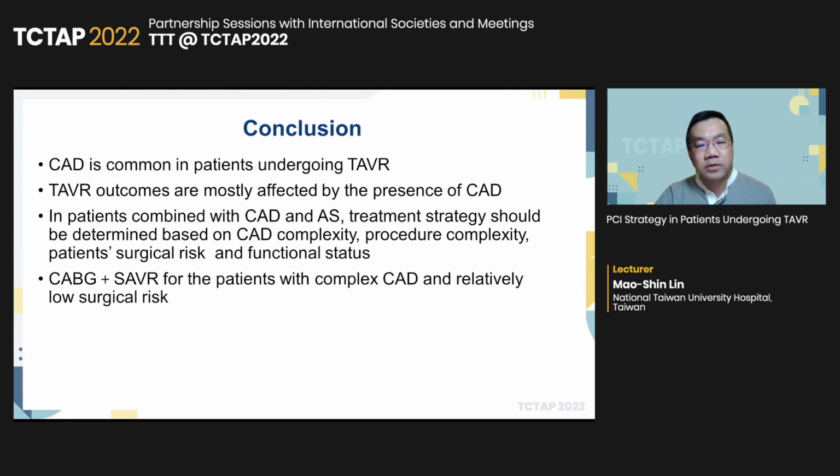I think that in patients with CAD and severe AS, our treatment strategy should be determined based on the CAD complexity, procedure complexity, patient surgical risk and functional status. Also, we need to know that the surgeons are still our good friends. For a patient with very complex CAD and relatively lower surgical risk, CABG plus TAVR is still the preferred choice. Thanks for your attention.